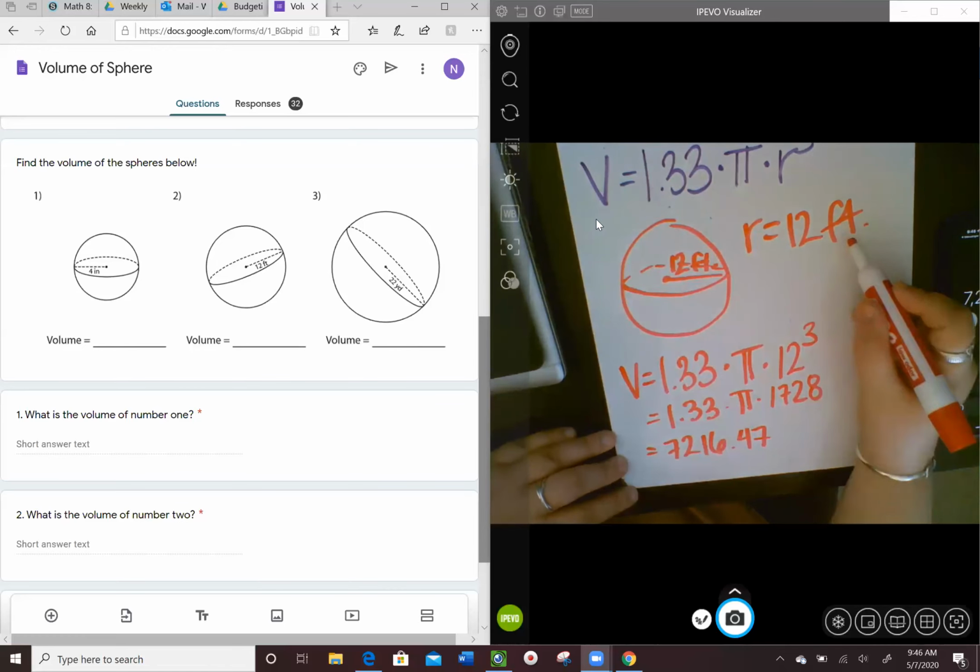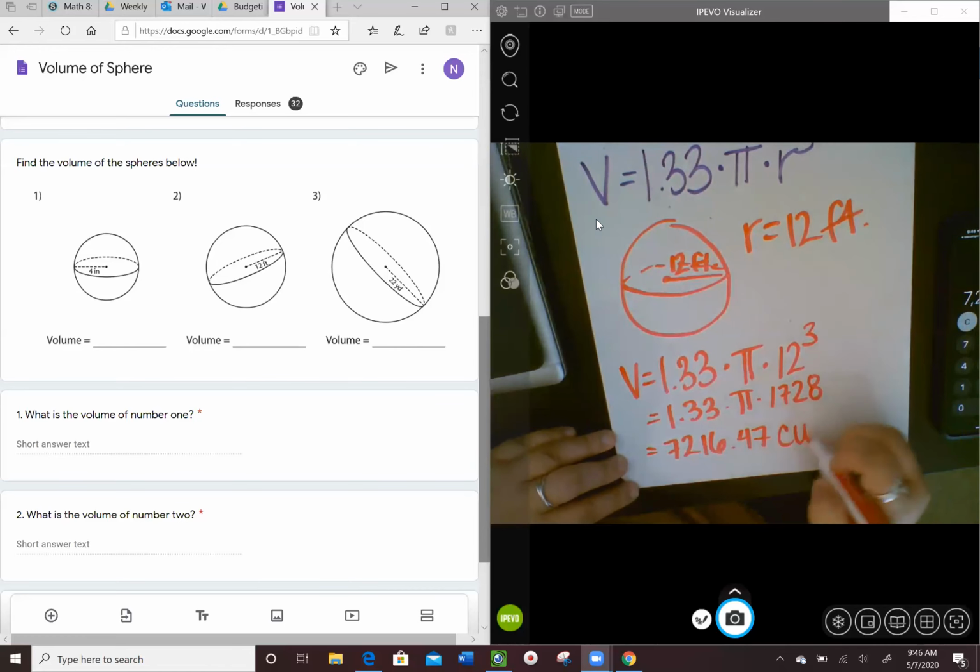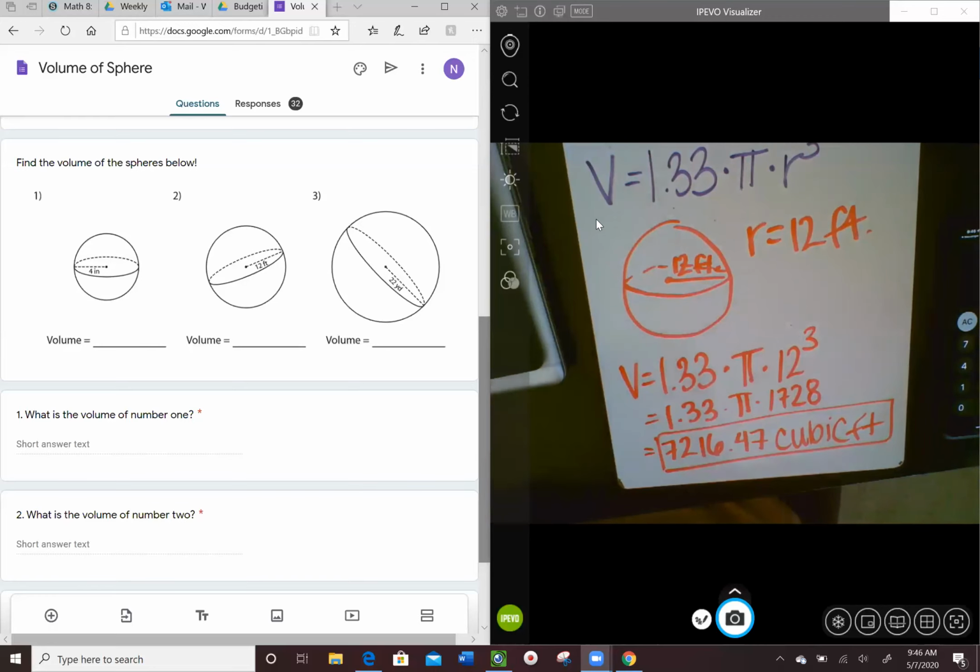Now again, we need units. Our original units were feet, so our final units will be cubic feet. Whatever the original units were, we're just going to write the word cubic in front of it to get our final answer. Any questions on number 2?